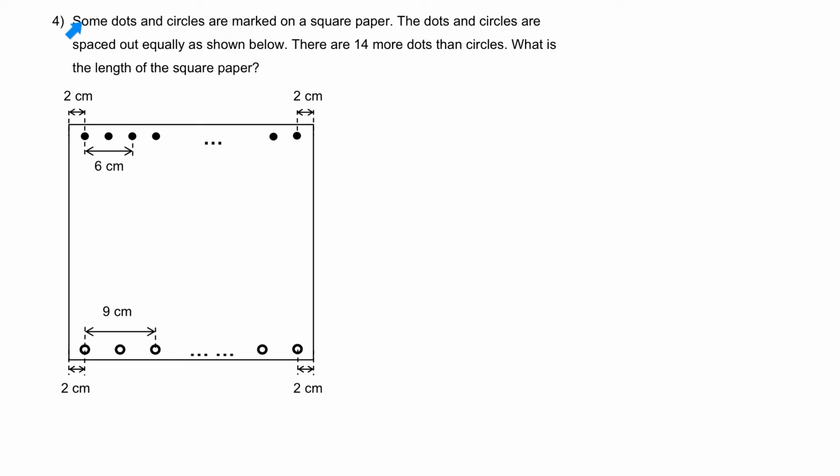Question 4. Some dots and circles are marked on a square paper. This is the dots and this is the circle. The dots and circles are spaced out equally as shown below. So this is 6 cm over here. It's spaced out slightly wider in between each circle, therefore it's 9 cm. There are 14 more dots than circles in total. What is the length of the square paper?